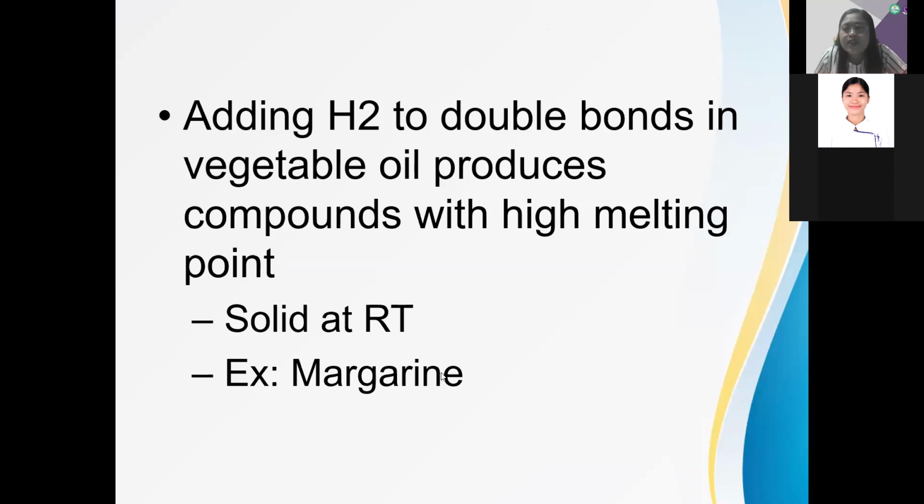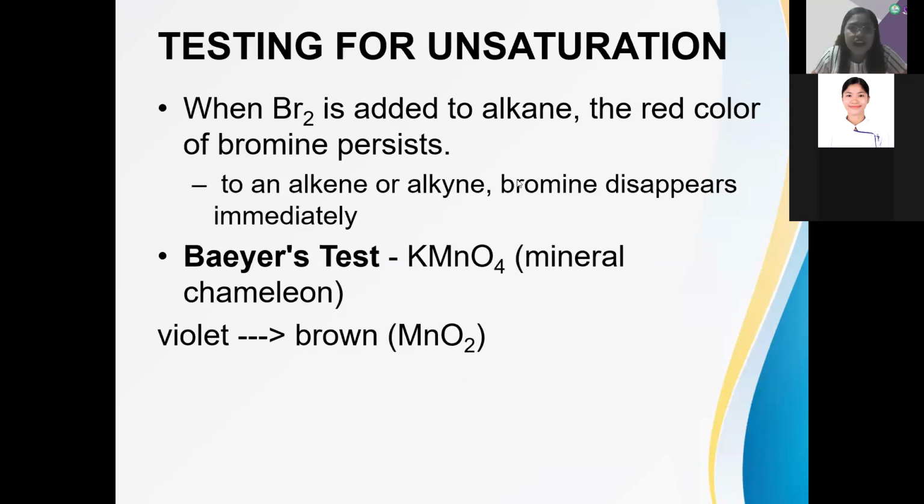So that's how we solidify our vegetable oil. Dagdagan natin siya ng hydrogen, magiging solid na siya. So this is also asked sa board exam natin. The process of producing margarine is called hydrogenation. Okay, now testing for unsaturation.